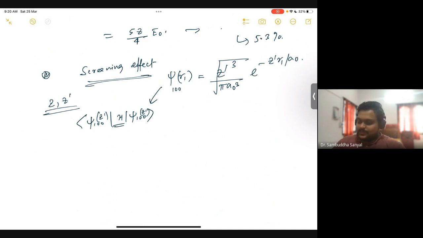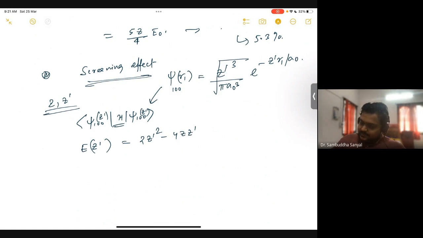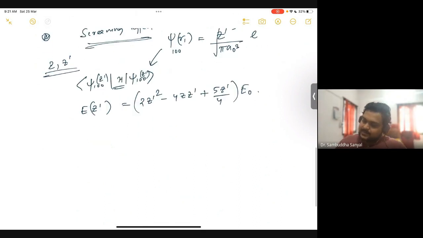So if you calculate this with this, the energy you will find is 2Z prime square minus 4Z prime, plus 5Z prime by 4. This is what you will find. Now I want to minimize. I want to optimize the problem. So if I optimize the problem, I will get it by taking the first derivative to 0, del E by del Z prime.